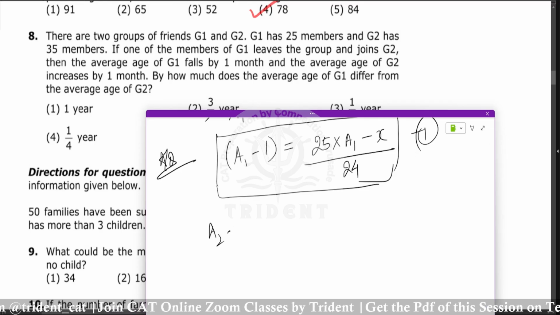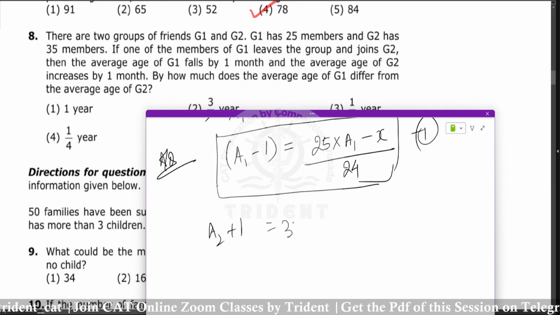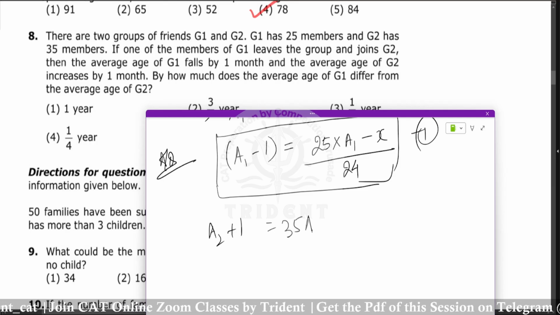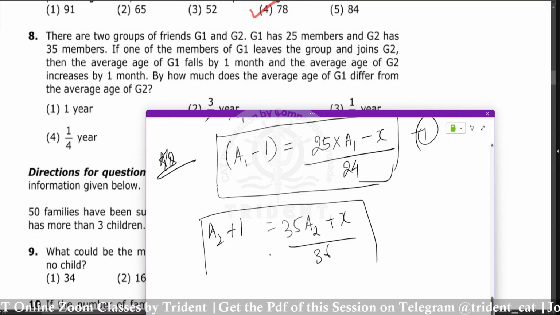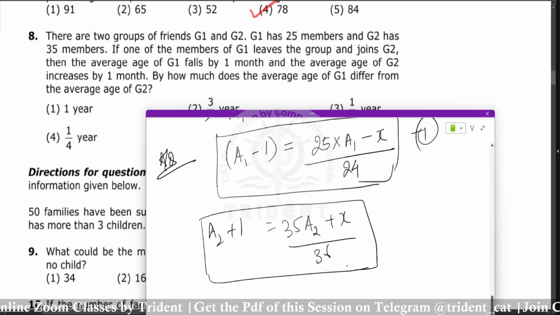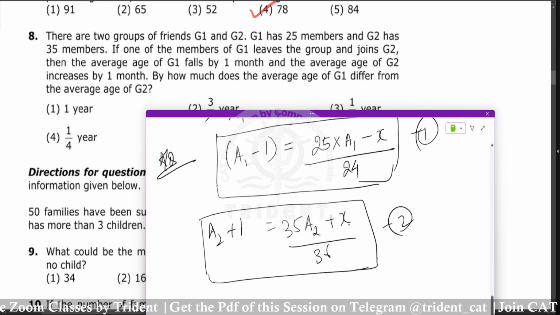And A2 plus 1, 35 A2 plus X, the same person joins there, and we have a 36 over there. This is my equation number 2 from the same statement. Okay, now we need to do some calculation.